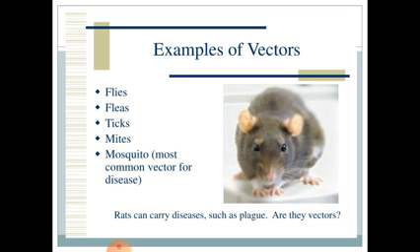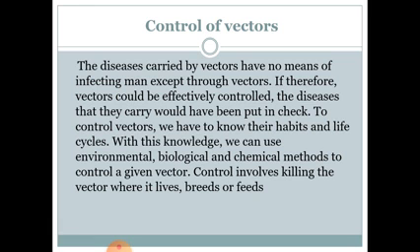Here you have some common examples of vectors: flies, fleas, ticks, mites, mosquitoes. You can do well to find out the diseases transmitted by some of these vectors. Now, control of vectors. How do we control vectors of diseases?